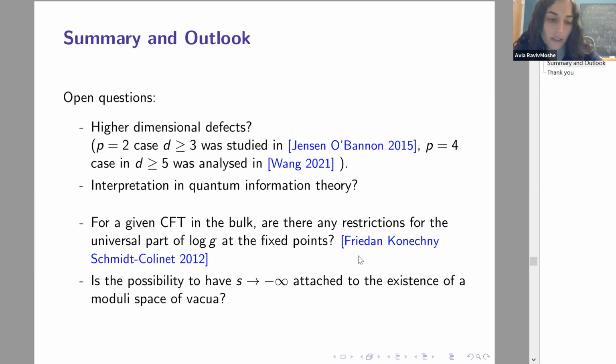Also, in this context, the following question is interesting. The question is whether the possibility to have an entropy that goes to -infinity is attached to the existence of a moduli space of vacua, like we saw that S goes to -infinity for the scalar field that was free in the bulk. So it is a question whether it is possible to have S go to -infinity whenever, or only when there is a moduli space of vacua.